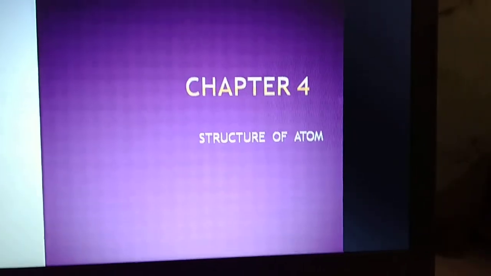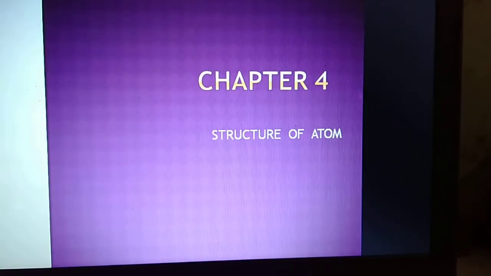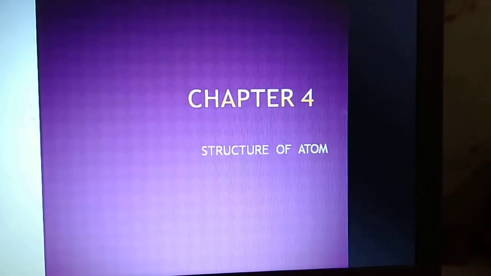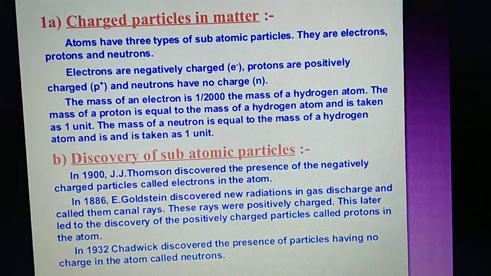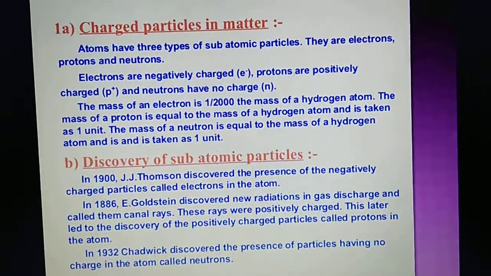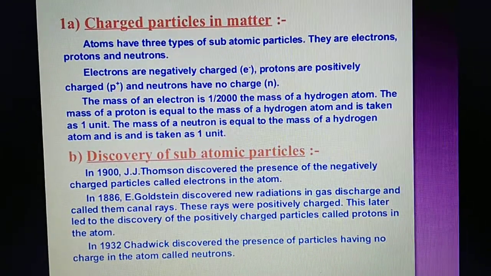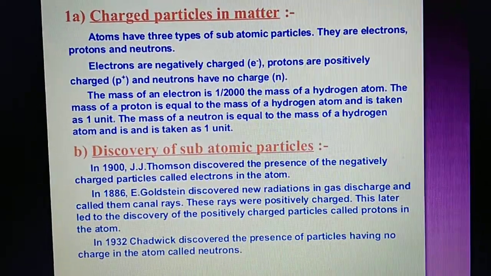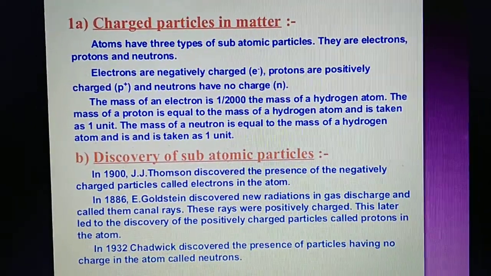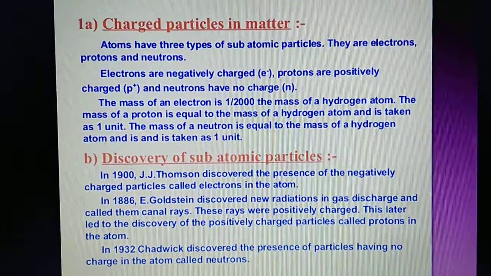Hello students, now in this chapter we're going to study atomic structure and how the structure of atoms is designed. As we all know, atoms contain charged particles in matter. They have three types of subatomic particles, that is electrons, protons and neutrons. So what are electrons, protons and neutrons?